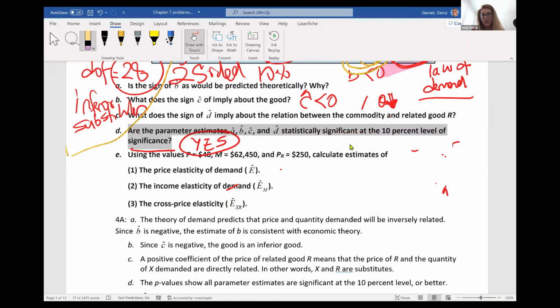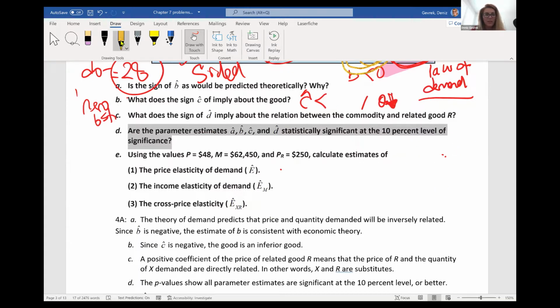So you can watch all these videos later on too. Okay. Using the values, this is just plugging in the value, but let's do it. Using the values, price $48, income of people $62,000, 450, and price of related good is 250. Calculate the estimate: price elasticity of demand, income elasticity of demand, cross price elasticity of demand.